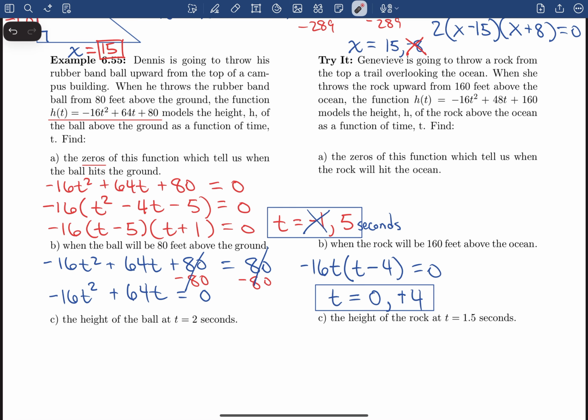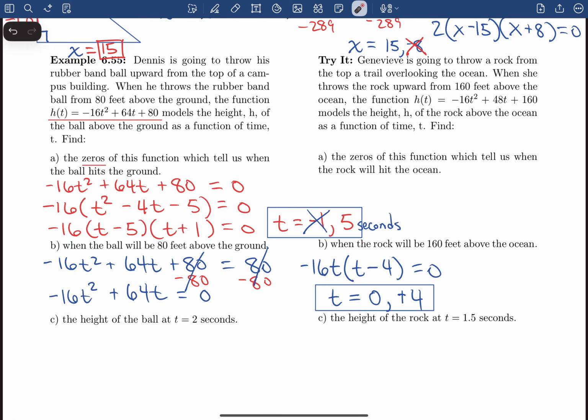This negative got factored out, and so this plus became a minus. All right, so it seems that the ball will be 80 feet above the ground at 0 seconds, the moment that Dennis goes to throw the rubber band ball, because he's at a height of 80 feet, and then it reaches that height of 80 feet again at 4 seconds.